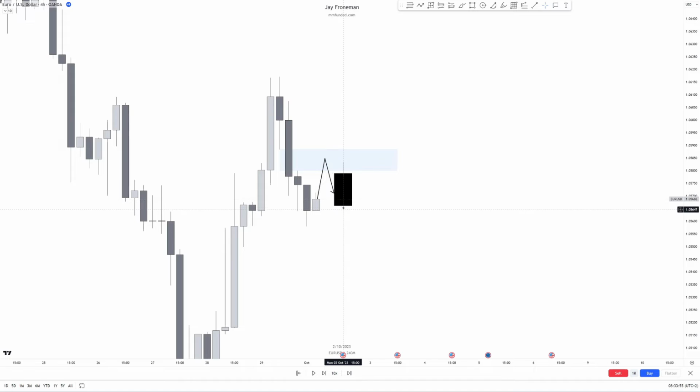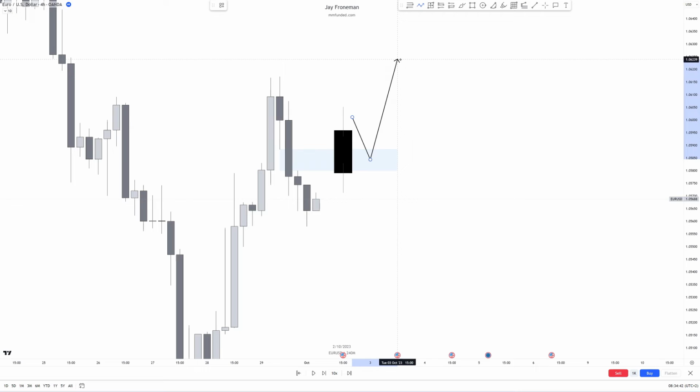If price mitigates this fair value gap, it forms a body closure above this fair value gap. Let me just quickly mark out the wicks of this candle. All right, so we've had price pull back, mitigate, and close a candle body above this fair value gap. This is what we call an inversion gap, where price often likes to pull back, retest this old fair value gap, and continue in the expectational direction.